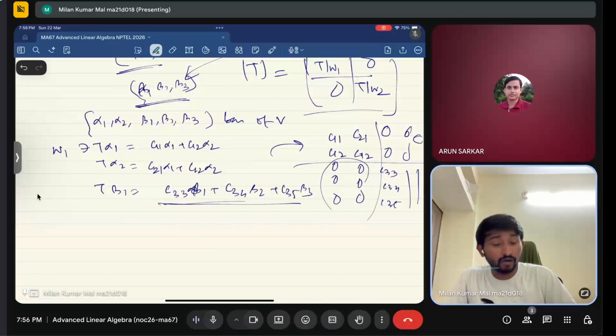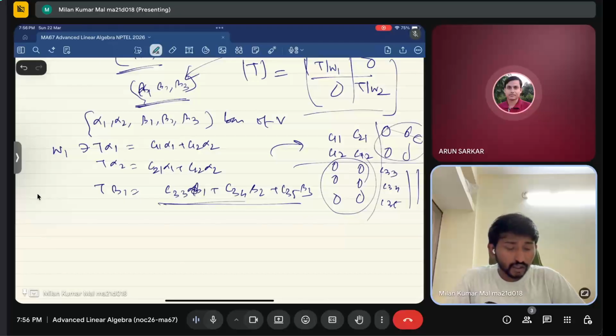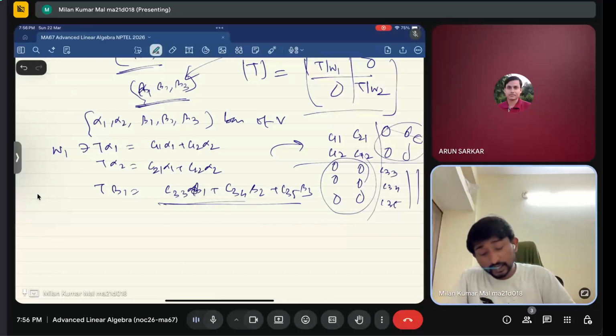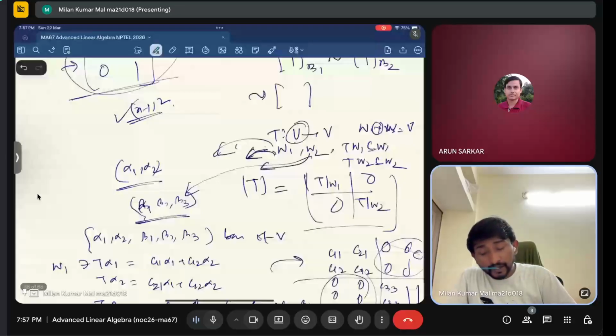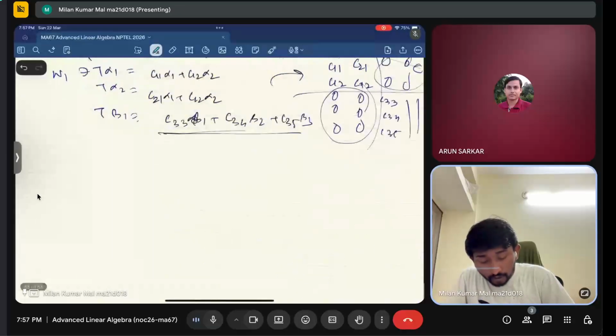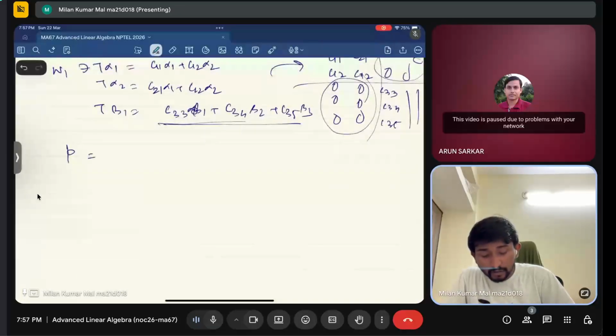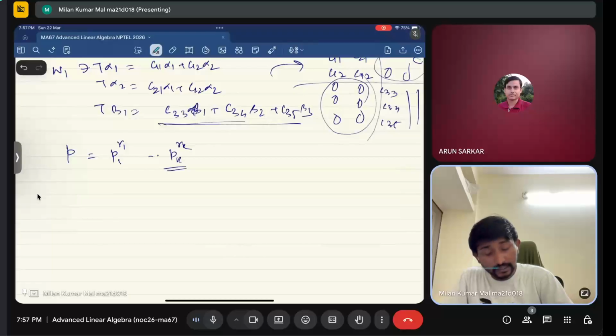We get plenty of 0s. So basically, if we have this type of decomposition, then we can proceed. Now the primary decomposition says that if we have a minimal polynomial, suppose P, which is decomposed like P1 to the power R1 all the way to Pk to the power Rk, then this is a theorem, the primary decomposition theorem.